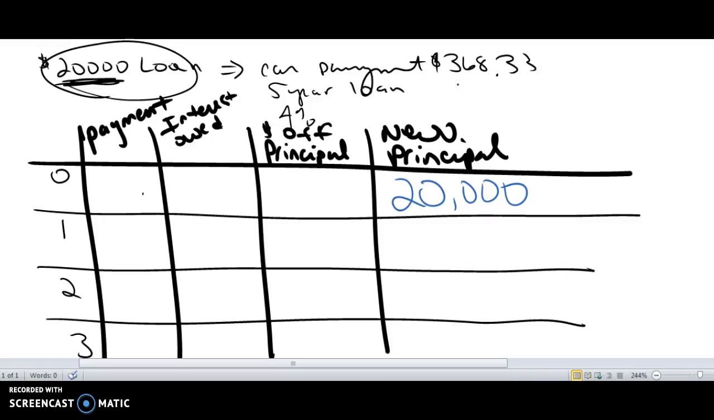Then after you pay the interest, whatever's left of your payment goes to paying off the car or the house or whatever. So at the beginning, which is time 0, your principal is $20,000, because remember the car was a $25,000 car. We paid $5,000 down, and so we actually borrowed $20,000. So how does this work? Well, your payments are fixed, so you can go ahead and write in 368.33.